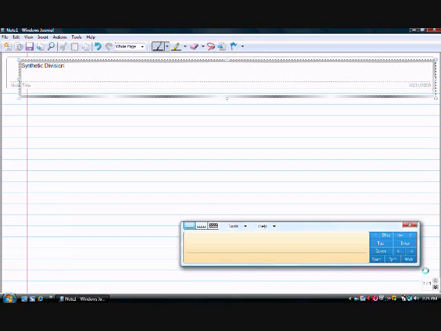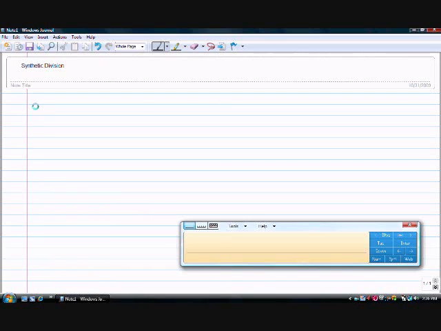So, synthetic division is just a little shortcut for the polynomial division that we learned the other day. It helps you do polynomial divisions very quickly, but they have to be in a particular form, otherwise they don't work. They have to be dividing by a binomial, and the binomial has to have a coefficient of 1. Otherwise, it's not going to work.